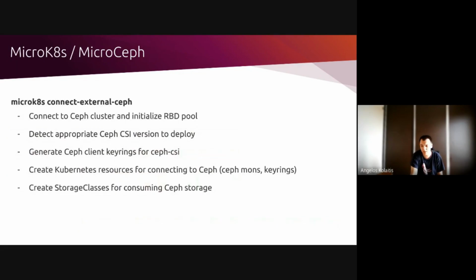So what does this command do? It will automatically connect to the Ceph cluster using the Ceph keyring and the Ceph conf file that it uses, and initialize the RBD pool if we wanted to. It will check which Ceph CSI version we want to deploy, or rather which one we have to deploy, so that everything works without issues. Generate authentication clients, all of the permissions, and set everything up. And create resources in Kubernetes, secrets and all that, describing where the Ceph mons are, which RBD pool we want to use, and all the other configurations. And finally, create storage classes, the Ceph RBD storage class we saw previously.